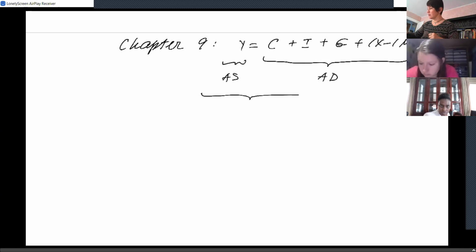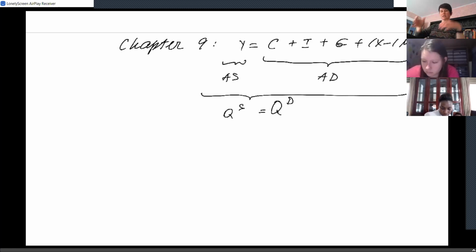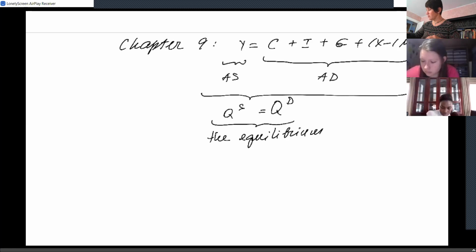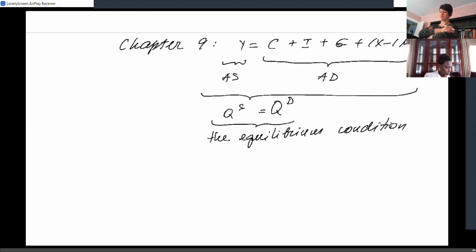So we can rewrite this relatively lengthy expression into a simple definition of the equilibrium, right? Quantity supplied equals quantity demanded, the equilibrium condition. All right, the equilibrium condition.